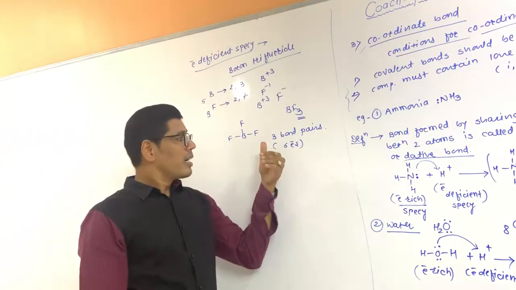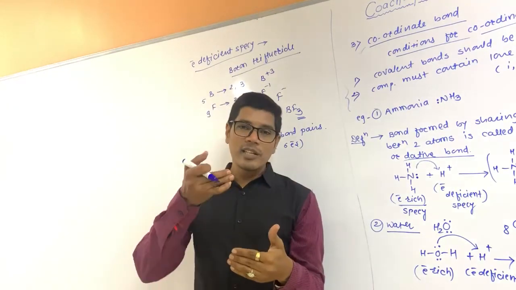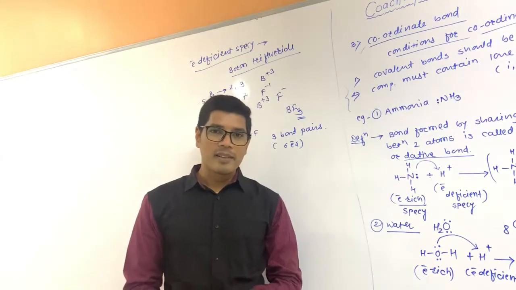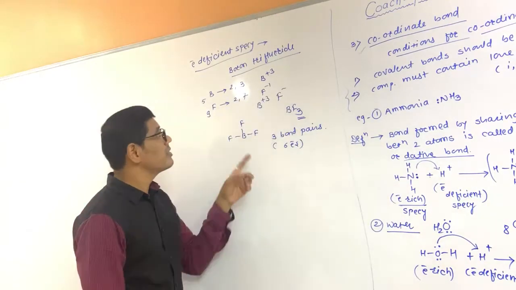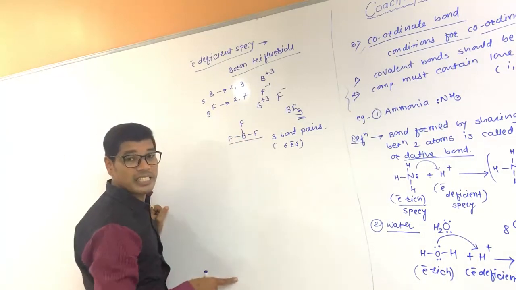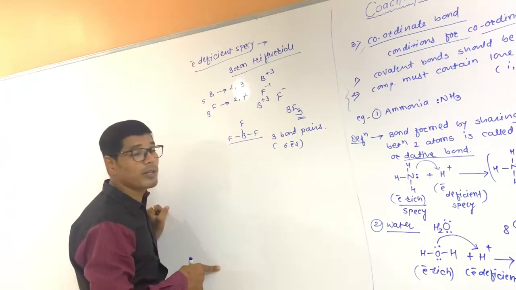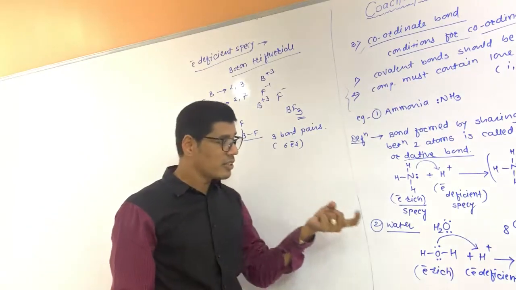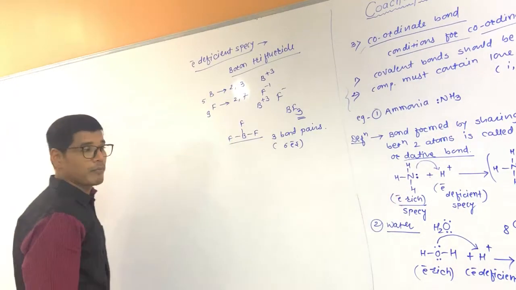To complete the octet, there is a requirement for electrons. They contain less than 8 electrons, that means they are electron deficient species, right? So BF3 is an electron deficient species. It has a tendency to accept a pair of electrons from an electron rich species, for example from NH3, right?